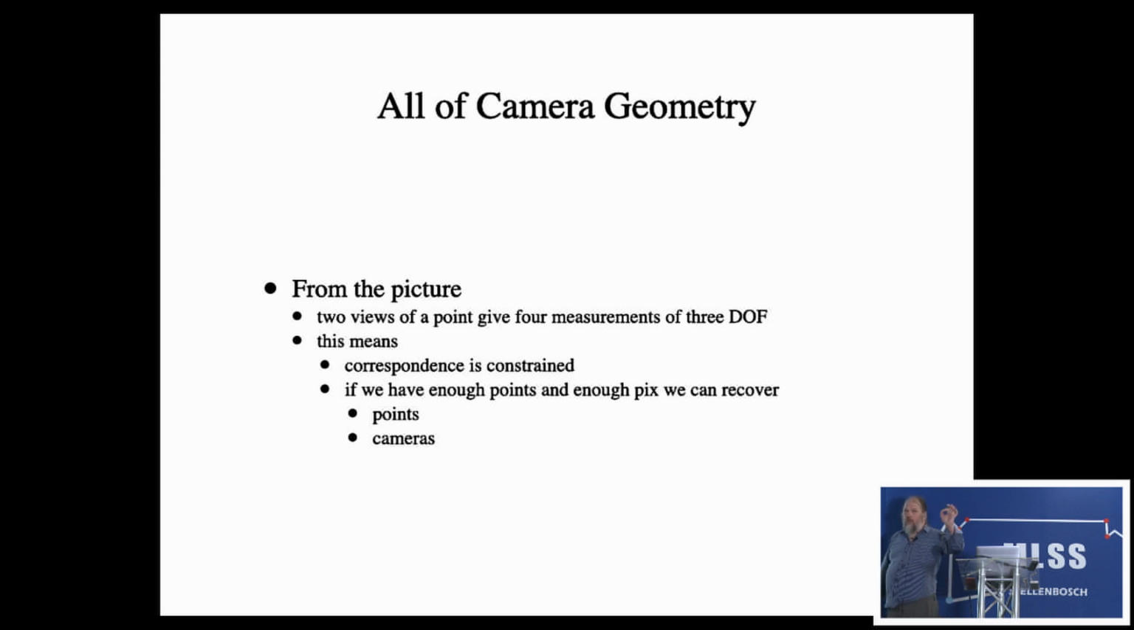That means the correspondence, the point in image 1 that corresponds to the point in image 2, is constrained and much harder. This took about 20 years, right? So don't do this at home on your own, or if you do, don't be disappointed if it takes a little bit longer than you think. But if you have enough points and enough pictures, you can recover the position of the points in 3D and how the cameras moved, if it was a video, or the relative location of the cameras, if it was a pair of cameras.